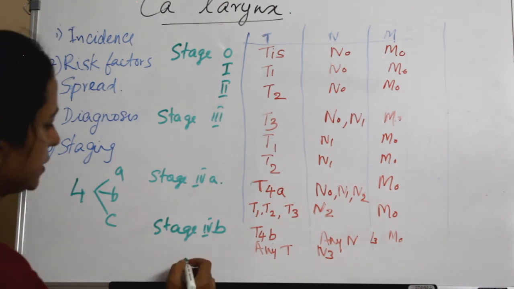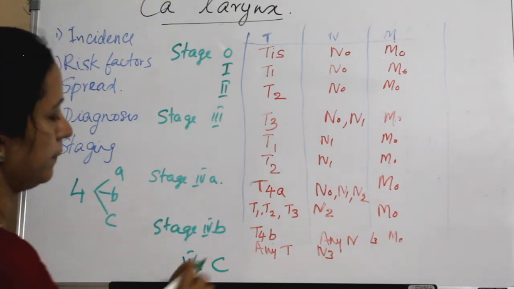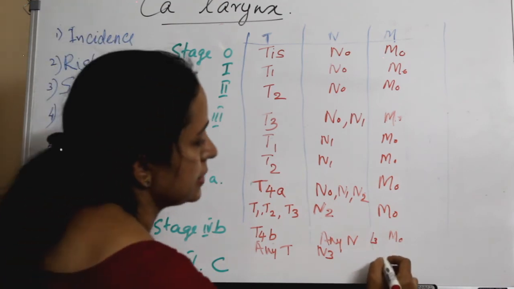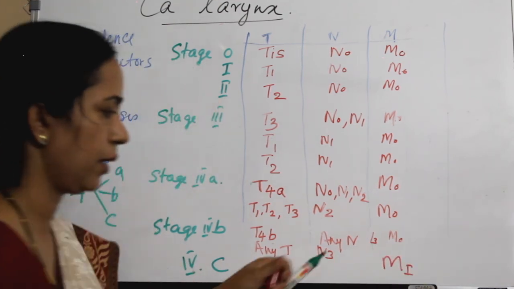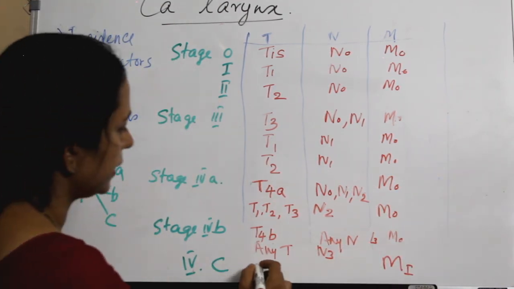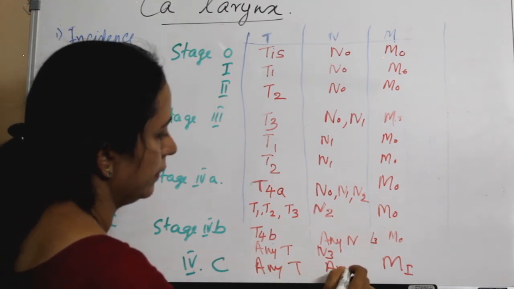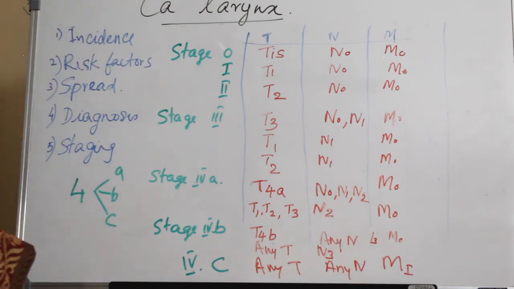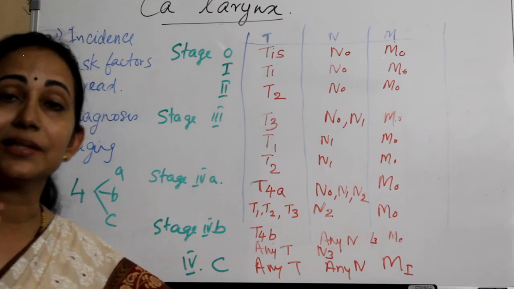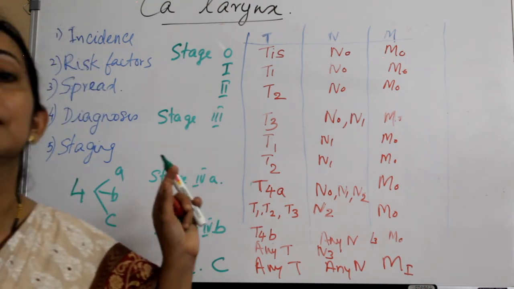And what about stage 4C? There should be distant metastasis. So along with M1, any T and any N is stage 4C. So you should be thorough with this because the treatment plan comes with the disease stage.